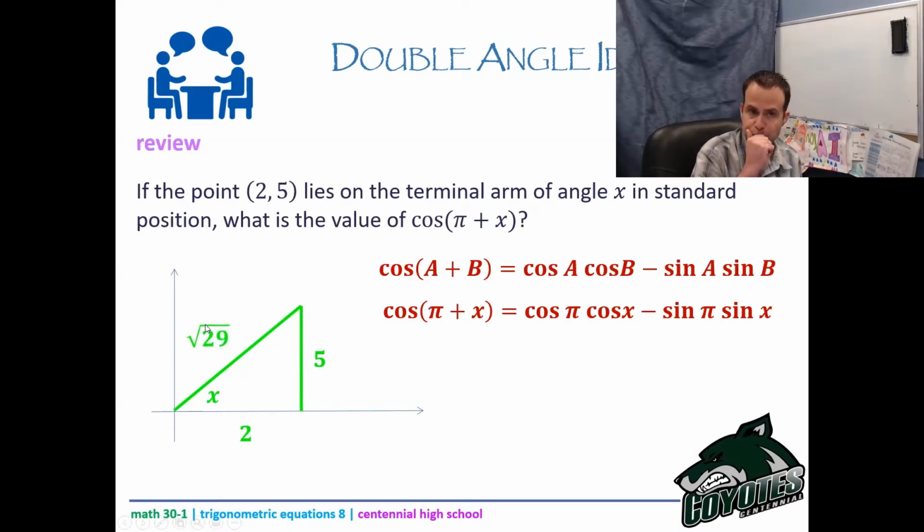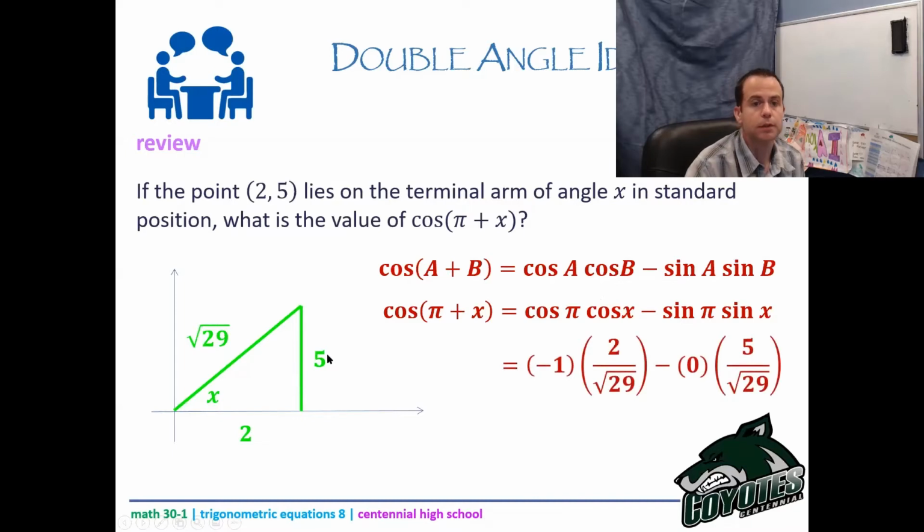Now, that allows me to say what the cos of x is. The cos of x as a ratio would have to be 2 over root 29, and the sine of x as a ratio would have to be 5 over root 29. Now, pi, we already know, so the cos of pi is -1, so I've also filled that in, and the sine of pi is 0. So it was kind of a moot point to say that the sine of x was 5 over root 29, but I wanted to have the discussion anyway.